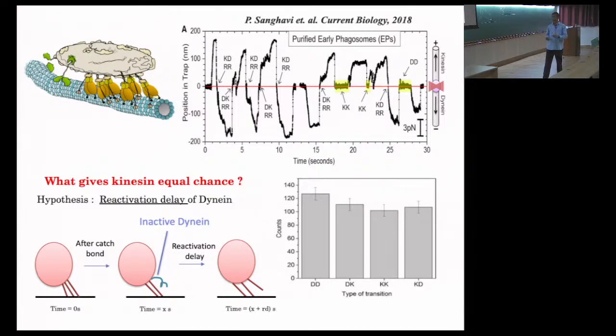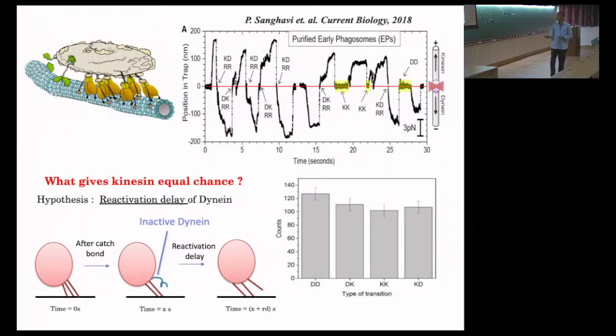So I think I will stop there, and that this situation where it goes into an inactive state gives kinesin a chance, and that's probably a reason why you see this kind of equal probability of all kinds of events. You get flips in both directions. Otherwise, you would see only dynein events.